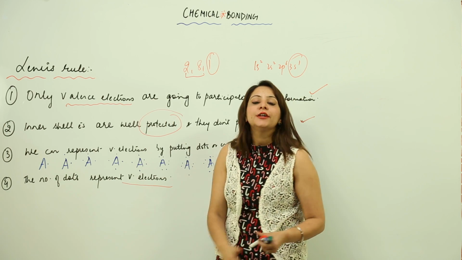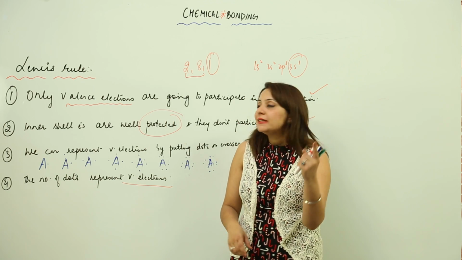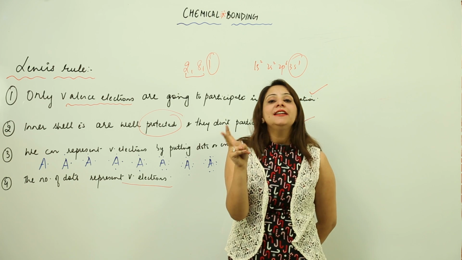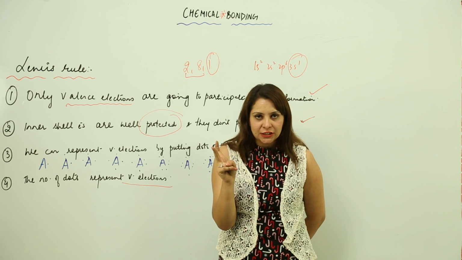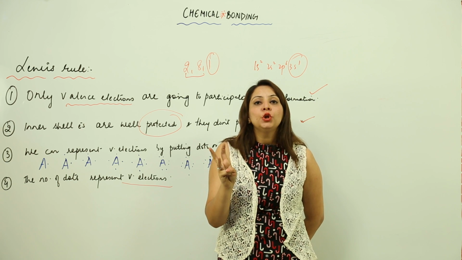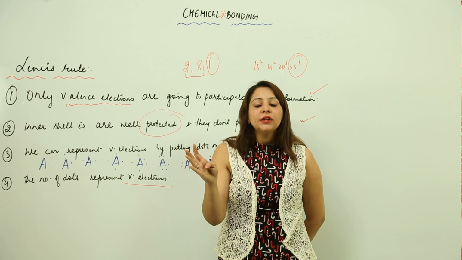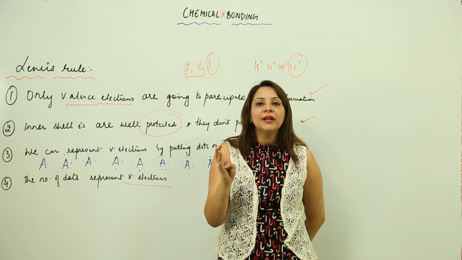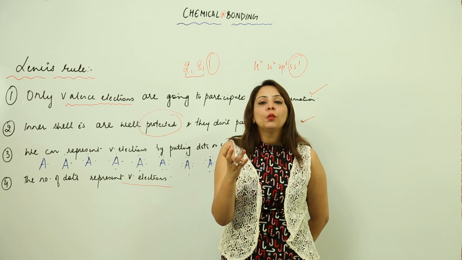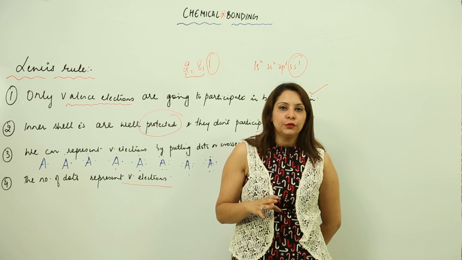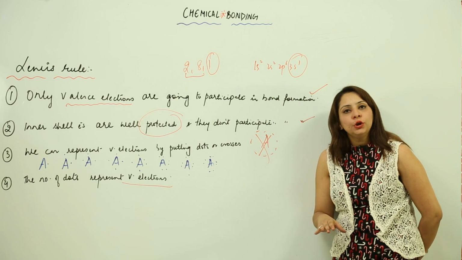So these are the rules we need to follow. The first is that only the valence electrons are going to participate. Second, inner shell electrons remain unaffected. Third, we need to show the valence electrons by putting dots or crosses. Fourth, what information do we get from the valence electrons? We get to know the valency, the number of valence electrons, so by just looking at the dots, we can have an idea of that. This is the Lewis rule.